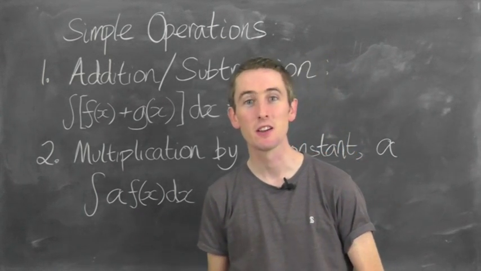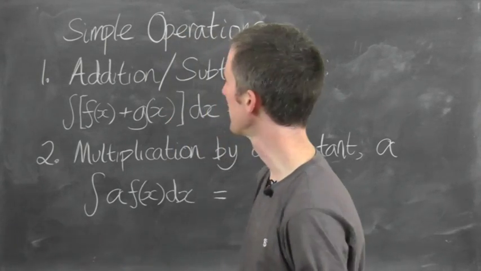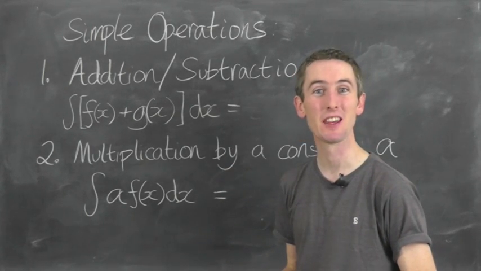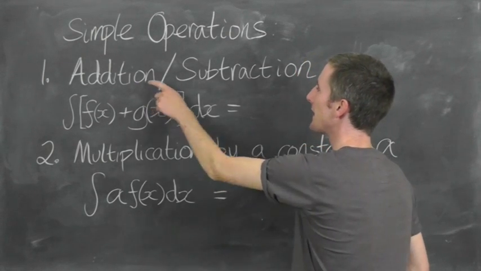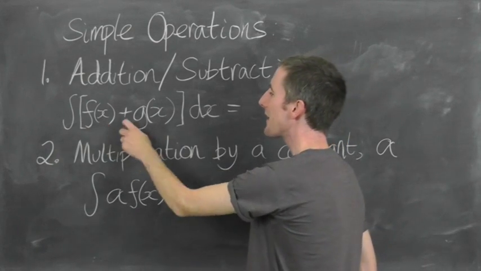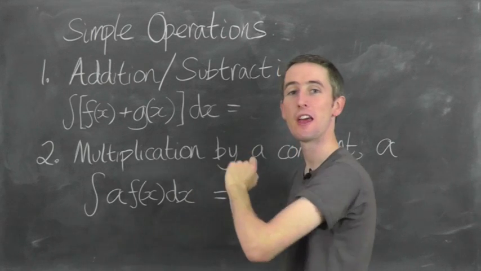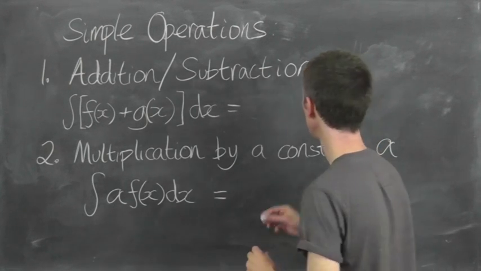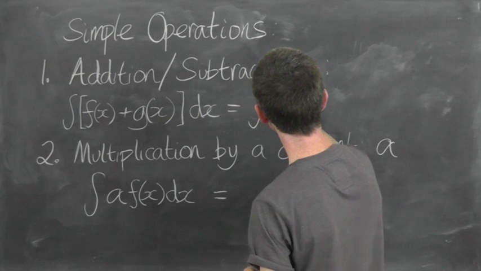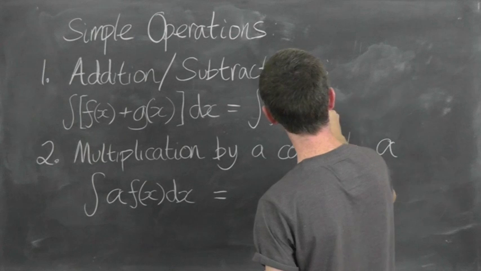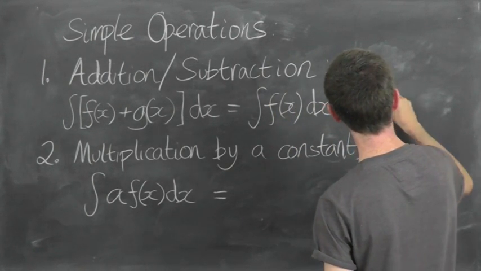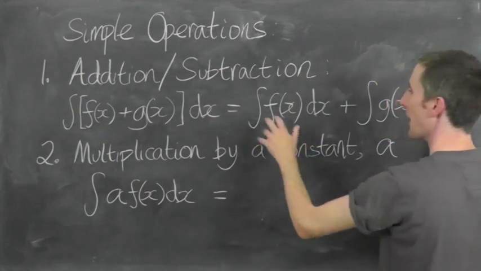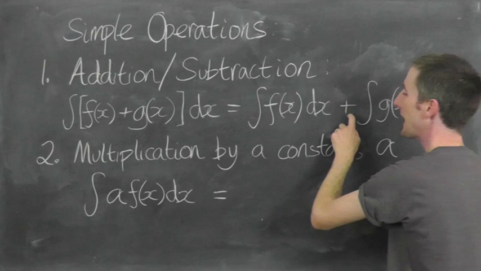Integration is a linear process, just like differentiation. So that means we have some very simple operations which we can write down straight away and would probably use without even thinking about them. Firstly, addition and subtraction. If we add together two integrands and then we integrate the whole thing, that's the same as separately integrating the integrands and then adding them together. So let me write that like this. The integral of f plus g is the same as the integral of f plus the integral of g. So we can split the integral like so. And the same thing would apply if we had a minus sign here.